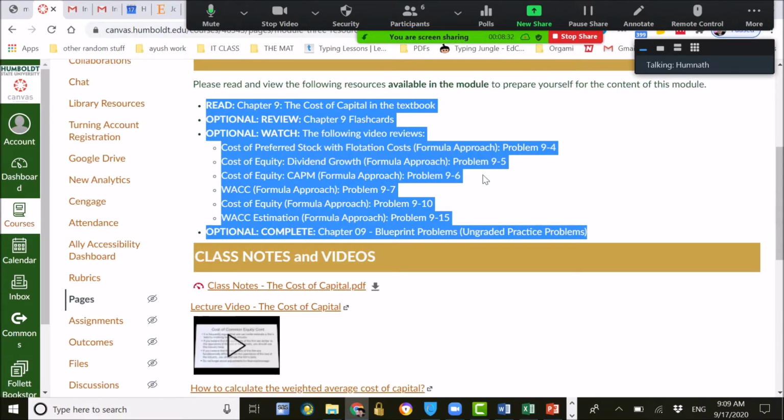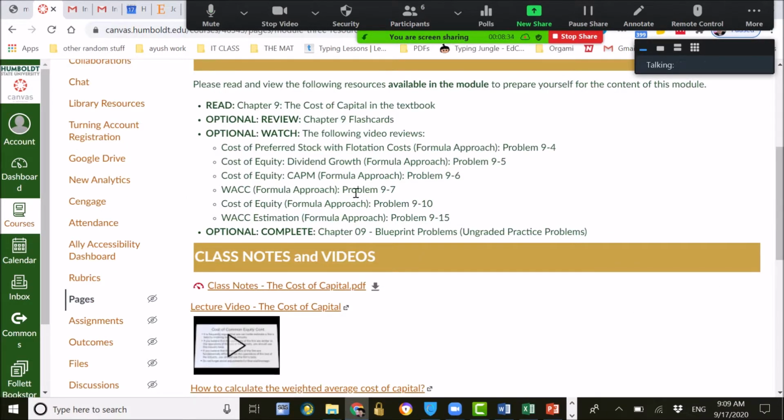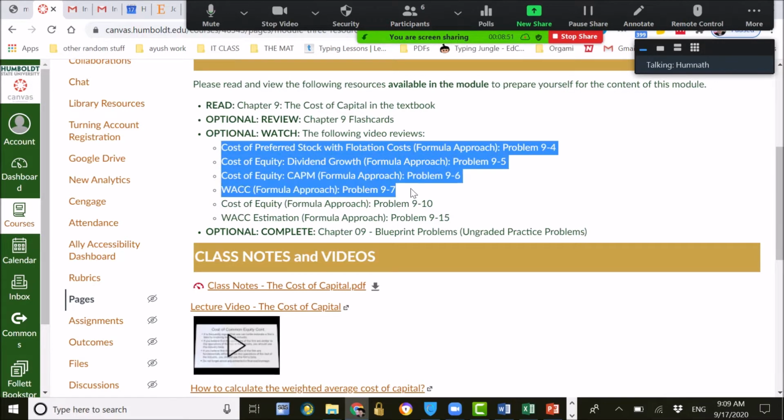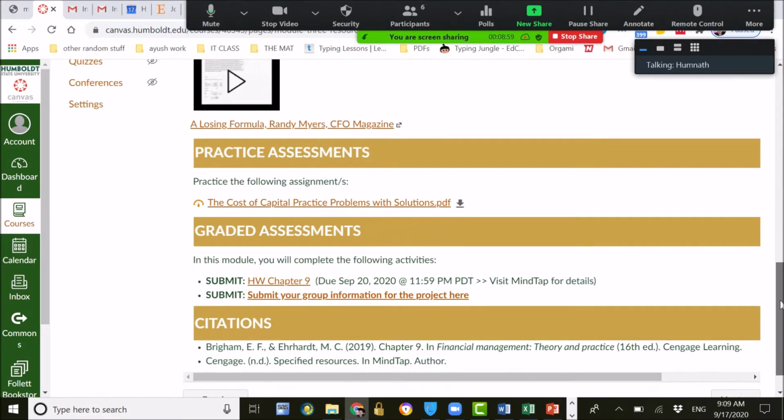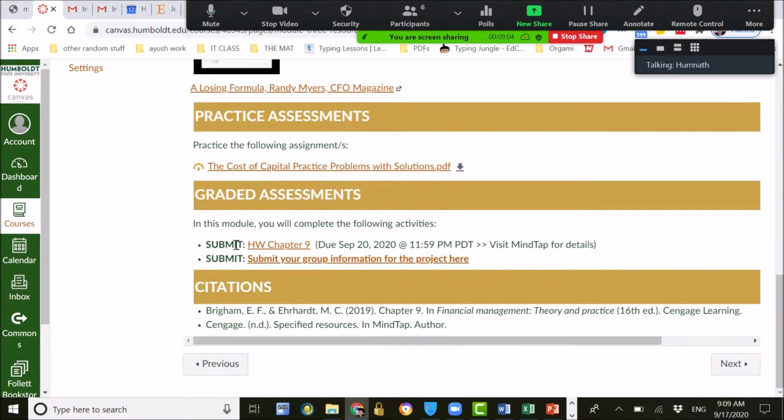When you go to MindTap, there are a lot of walkthroughs: how to calculate cost of preferred stock, how to calculate cost of equity using a dividend discount model, and how to calculate cost of equity using the CAPM approach. All these walkthroughs in MindTap make our life so easy, because there is a walkthrough on each of these types of problems. Down here are the assignments.